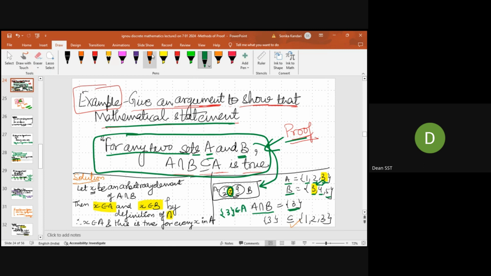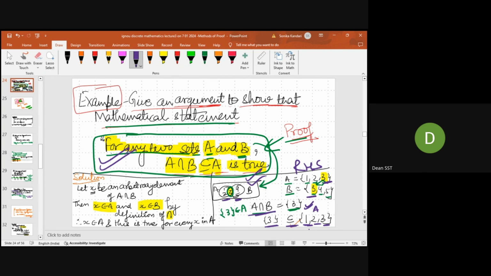See the statement: for any two sets A and B, A intersection B is fully contained in set A is true. Diagrammatically, you can show. On the right hand side, I have shown two sets A and B. The element 3 is common, so A intersection B is 3. And 3 is a subset of set A, and set A contains elements 1, 2, and 3. So in this way, we can prove this. This is one of the ways in which we can prove the above mathematical statement as true. This is the easier form of proving.